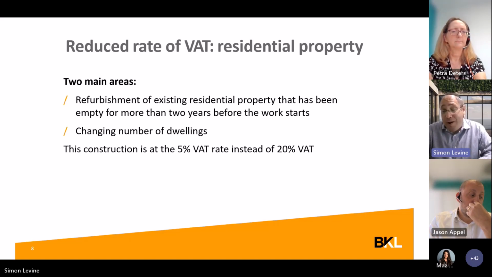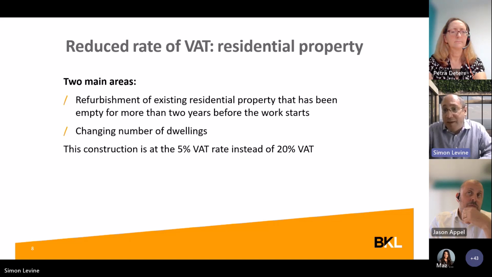Now, typically where this comes in is I've had a project recently where a client has got a house that he's got planning permission to split it into 3 self-contained flats. Therefore, we're going from 1 to 3. The work from the contractor will be at the 5% VAT rate. It would have been the same in reverse.